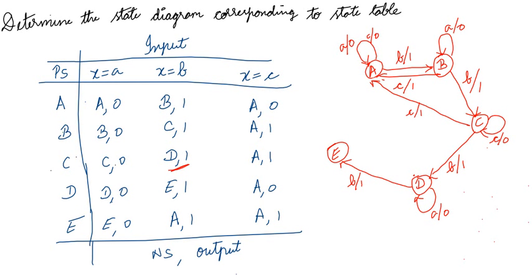Now come to the last one. We are in the state D. When the input is c, we go to the state A with output 0. Correct. That is small c.